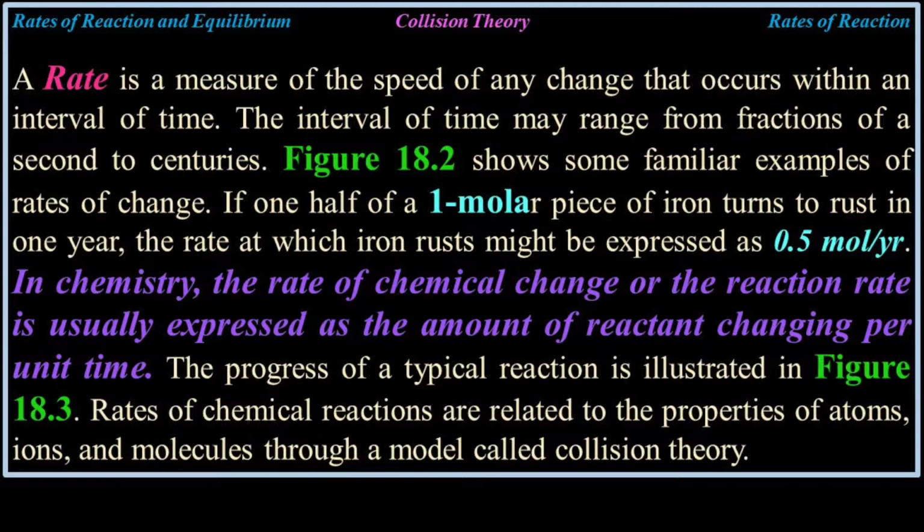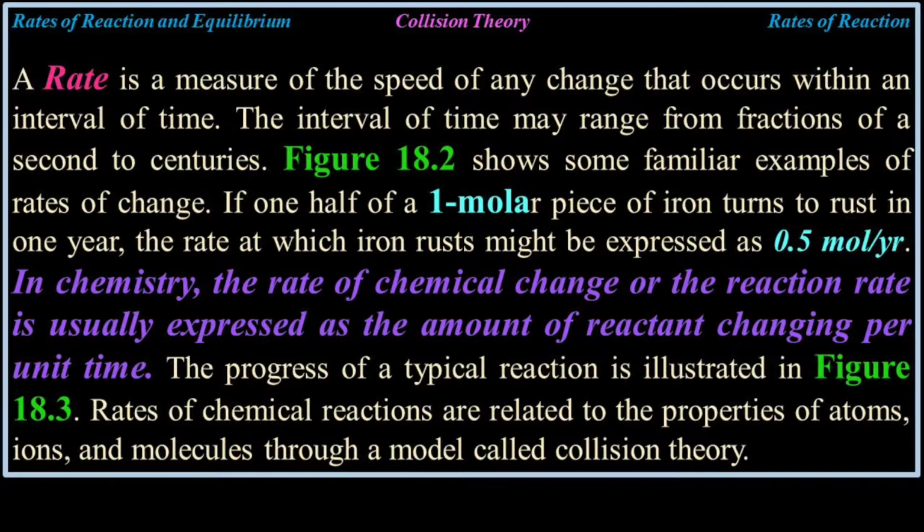If 1/2 of a 1 molar piece of iron turns to rust in 1 year, the rate at which iron rusts must be expressed as 0.5 moles per year. In chemistry, the rate of chemical change, or the reaction rate, is usually expressed as the amount of reactant changing per unit time. The progress of a typical reaction is illustrated in Figure 18.3.